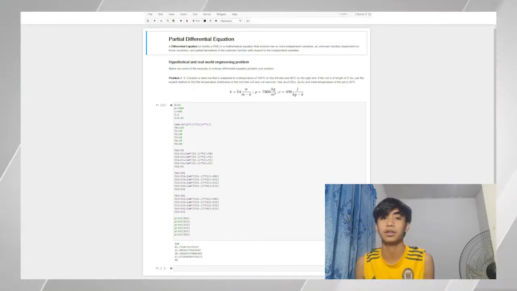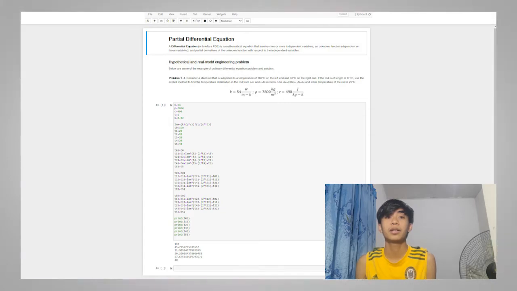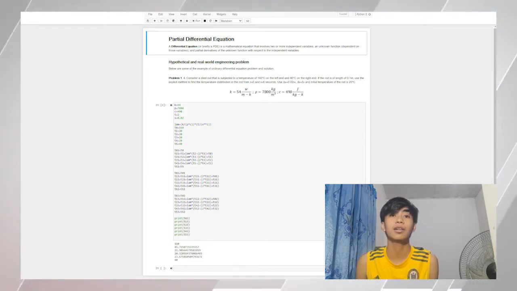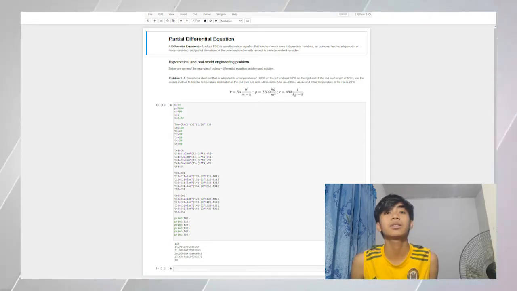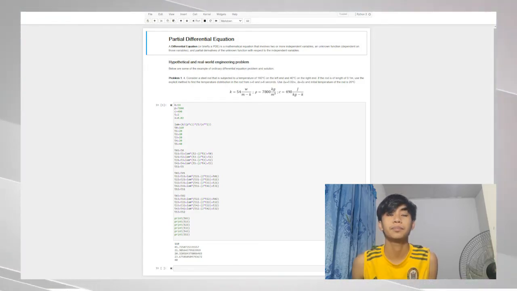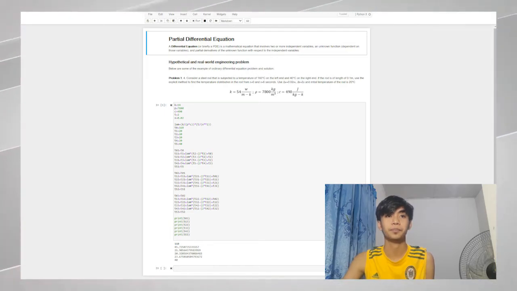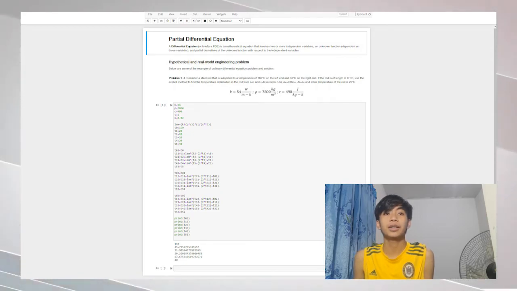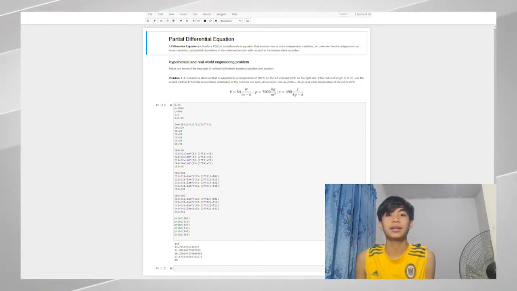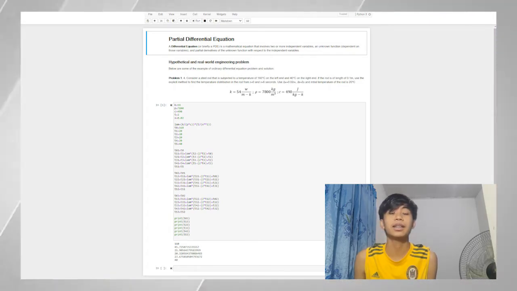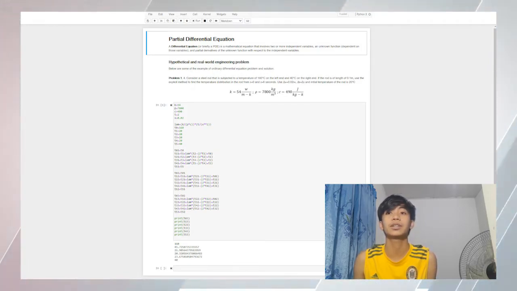So yung pinigay pong formula dito is k equals 54 W over m minus K, rho equals 7,800 kg per meter cubed, and c equals 490 J over kg minus K. So, una pong gagawin dito, makikita nyo po sa aming Jupyter notebook, yung mga given ay sinulat. So, k equals 54, rho equals 7,800, c equals 490, delta t equals 2, and delta x equals 0.02.